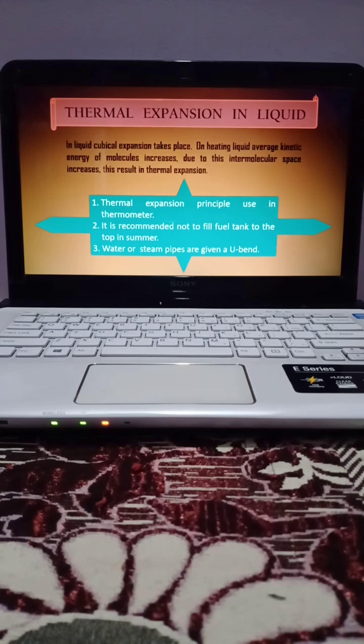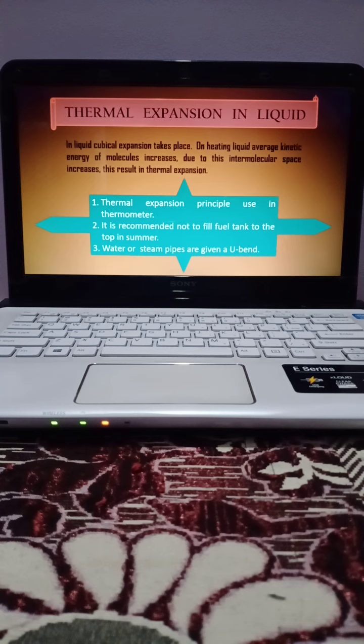Next we are going to see how thermal expansion occurs in the case of a liquid. When heat energy is supplied to a liquid, its average kinetic energy increases, and because of that its intermolecular space increases, which results in thermal expansion. Here, the point to be noted is that in the case of liquids, the type of expansion that takes place is always cubical expansion, which means that expansion takes place in the overall volume of the liquid when heat energy is supplied to it.